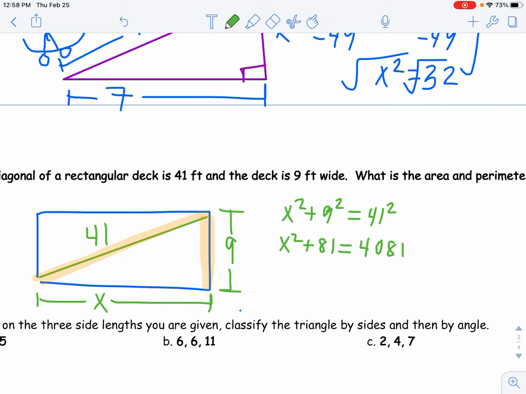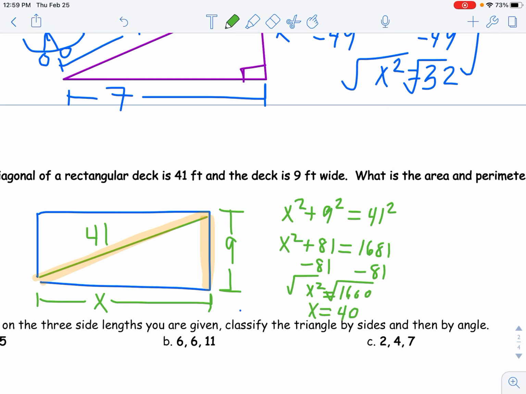4,081, I think. Let me double check. Or hold on, complete brain fart. 1,681. Subtract 81 from both sides. X squared equals 1600. The square root of both sides, x equals 40.